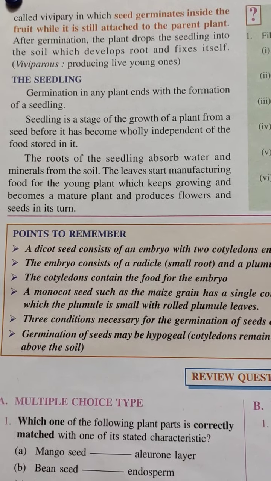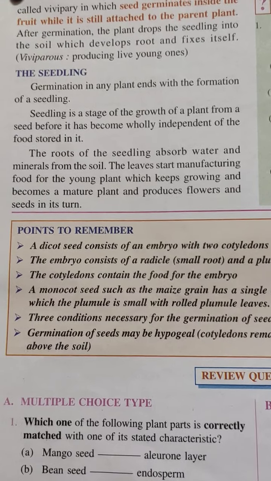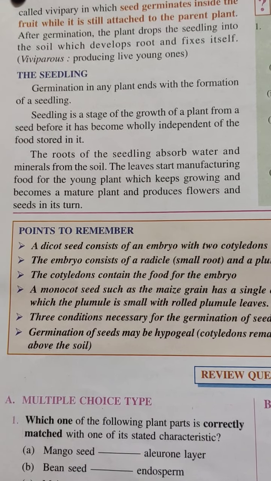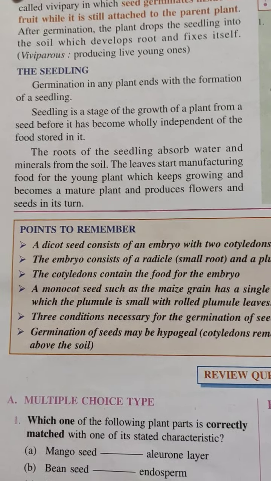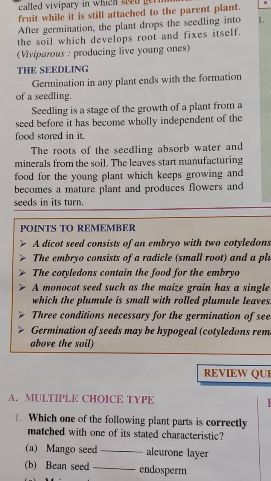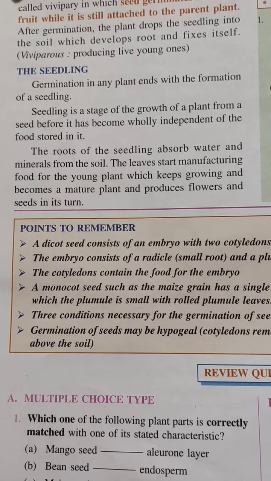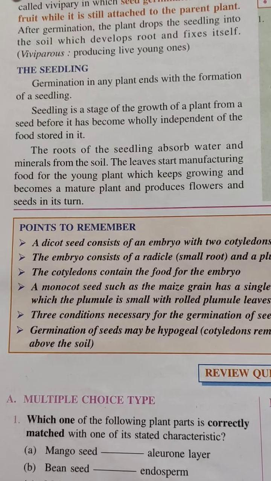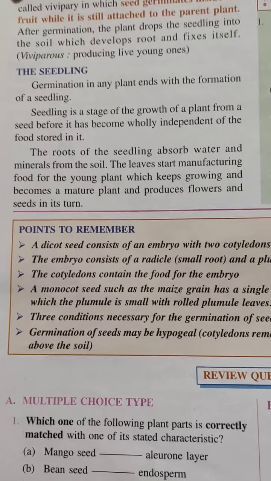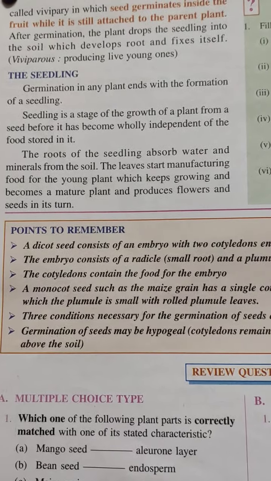And seedling, I hope you all know, germination in any plant ends with the formation of a seedling. It is a stage. This is the definition. Dear students, this is the definition of seedling: it is a stage of the growth of a plant from a seed before it has become wholly independent of the food stored in it.